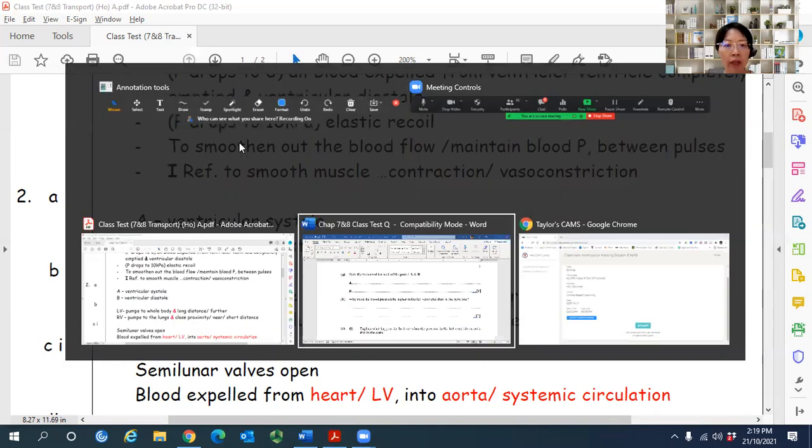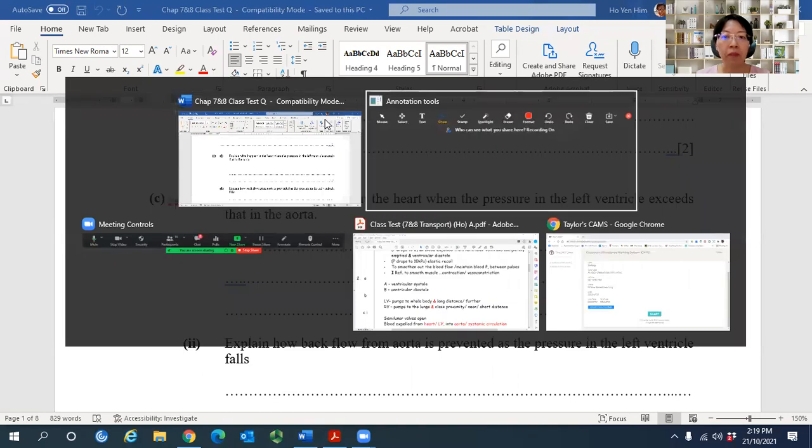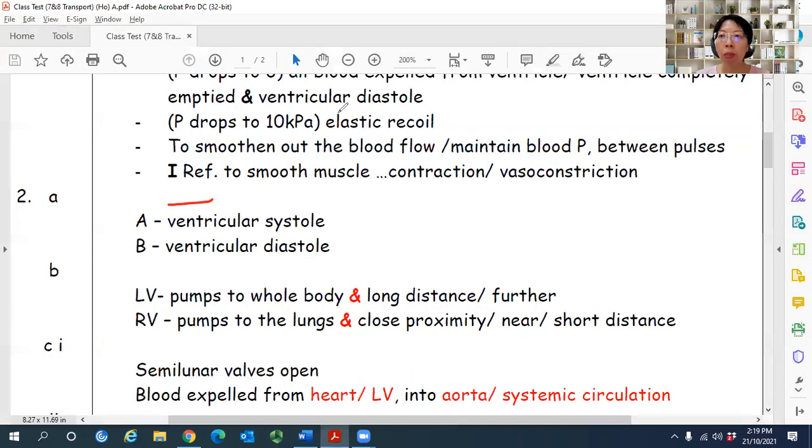Next question is C. Explain what happens in the heart when the pressure in the left ventricle exceeds that in the aorta. So this is very, very easy, right? When the pressure in the left ventricle exceeds that of the aorta, of course, the semilunar valve will open and then the blood will flow from the left ventricle to the aorta. So let's check the mark scheme.